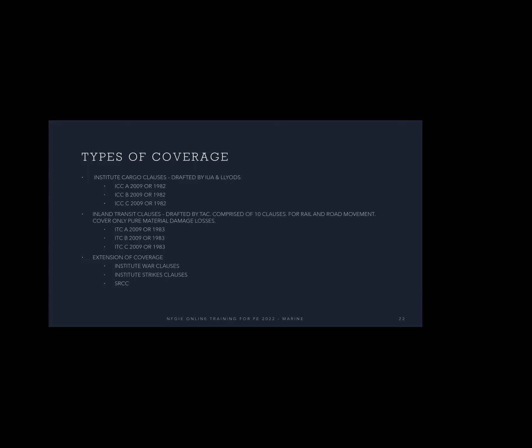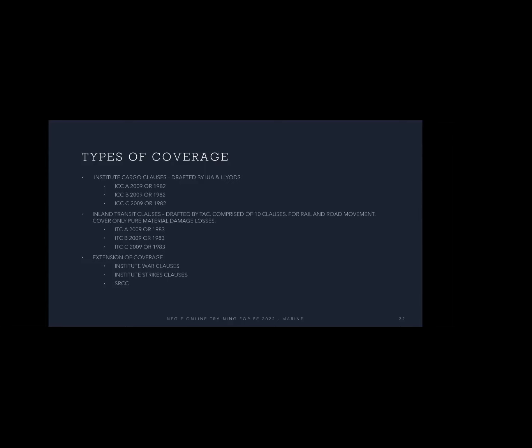So you will notice that for the Institute Cargo Clauses, there are a total of 6 clauses. ICC A, ICC B, ICC C, there is a 2009 version and an 82 version for each of them. So total 6 versions. But I think most questions will come from the 2009 clauses. You just have to have a basic understanding of what the differences are between the 1982 and 2009 clauses. The most material differences I will be discussing later when we go into the individual clauses.